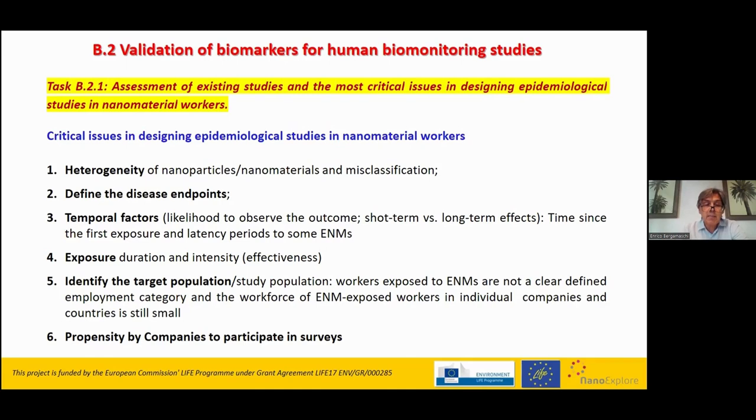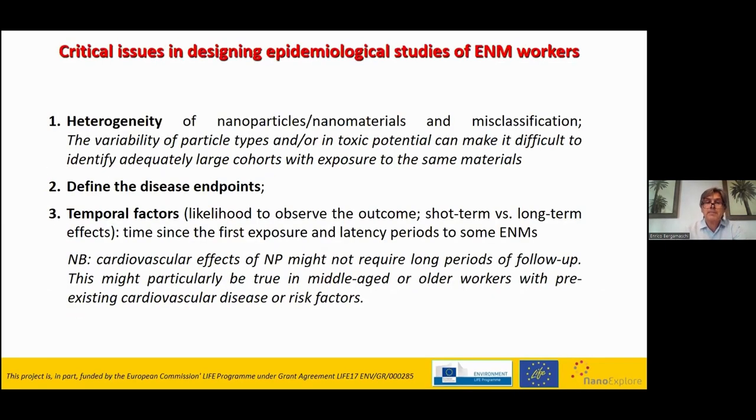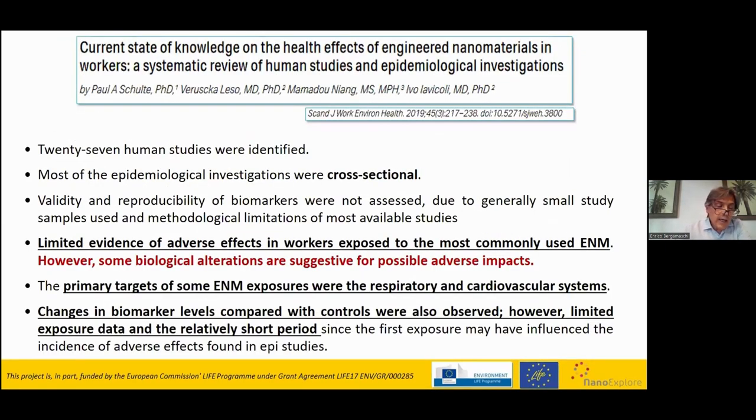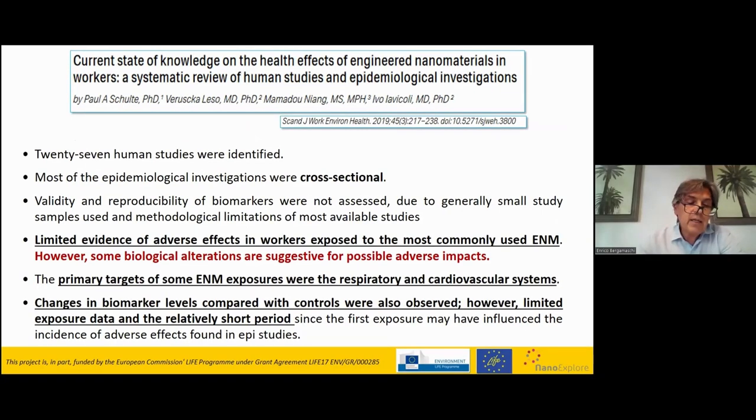And last but not least, the propensity of companies to participate in the field studies. A recent systematic review identified 27 studies in humans exposed to nanomaterials published over the past 15 years. 18 of these studies were cross-sectional, including 4 studies with no control, not exposed group, I mean, and a very small sample size from 2 to 70 workers, characteristic of an exploratory rather than an epidemiological study design.